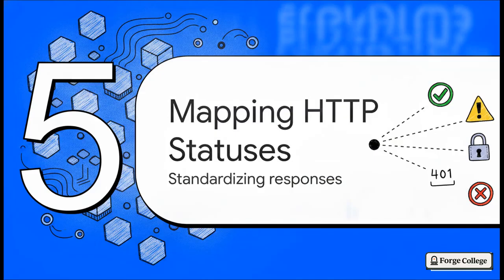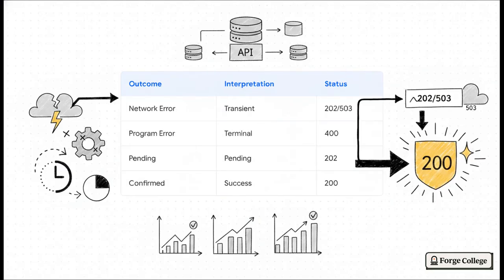Section 5, mapping HTTP statuses. Okay, so we have these wonderfully complex internal blockchain mechanics working beautifully on the back end, but we have to translate that into standard HTTP statuses that any Web2 front-end developer can instantly understand. It's like a translation matrix.